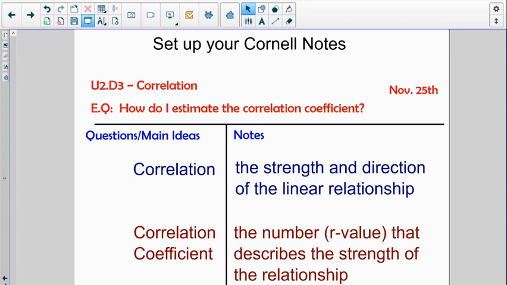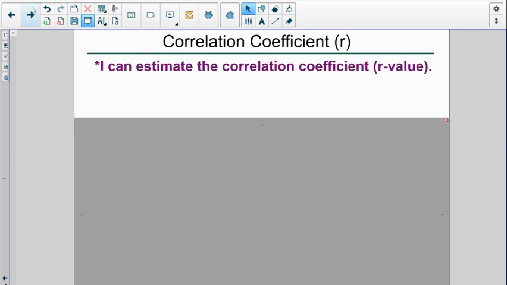We also use R to represent correlation. I don't have a good reason why we use R in technology when we get into finding this actual value next week using technology, other than saying, you know what, in the word correlation, there's two R's, double R's. So what we have here is the R value describes the correlation. It's the correlation coefficient. So our learning target was being able to estimate the correlation coefficient, or the R value.